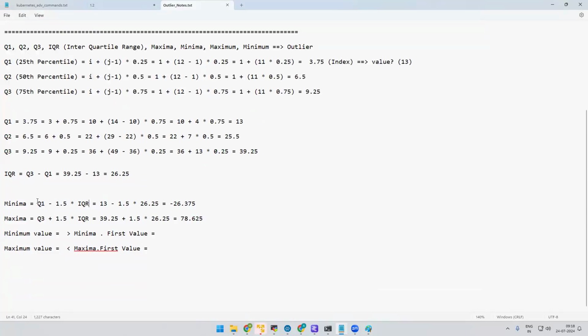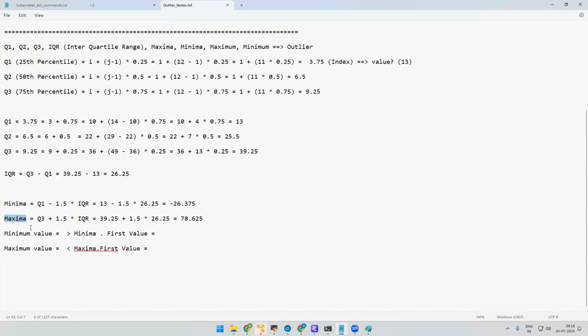After we know what Q1 is, and we know 1.5 is anyway constant, and IQR we know is 26.25. So Q1 is 13, right? 13 minus 1.5 into IQR. What is IQR? 26.25. So minus 26.375 is the minima value, not the minimum.